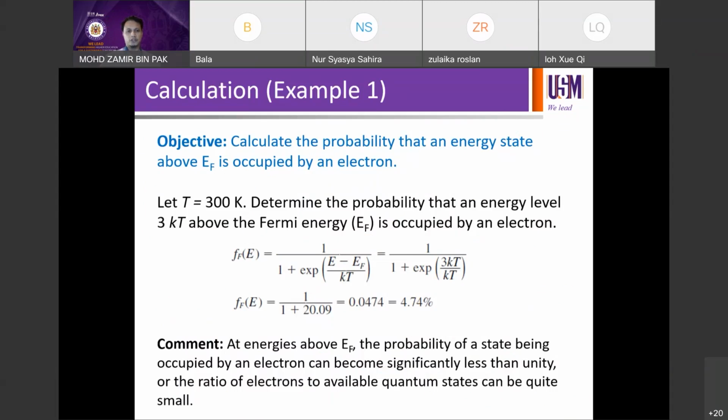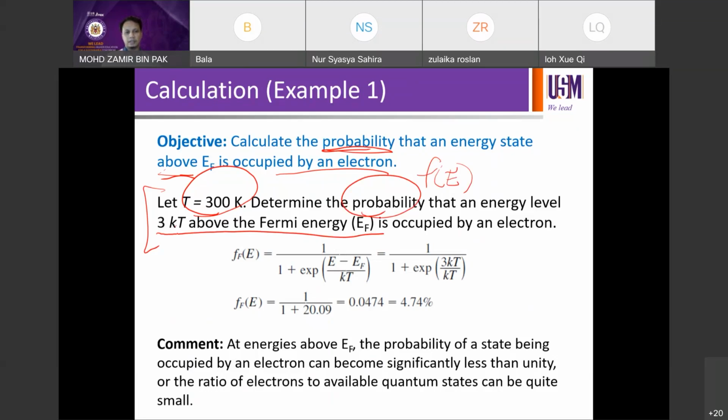Okay, so if you assume your temperature is at 300 Kelvin, you then have to calculate your F(E), the probability that an energy state above E_F, sometimes there are questions that say below E_F, is occupied by an electron. So it's very clear cut, right? It's very clear cut Fermi-Dirac distribution function. Let T be 300 Kelvin, and what you have to calculate is the probability that an energy level 3 kT above E_F is occupied.